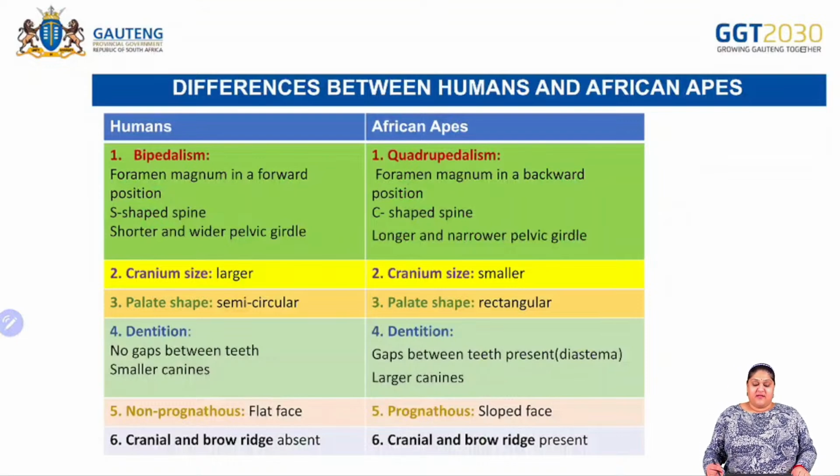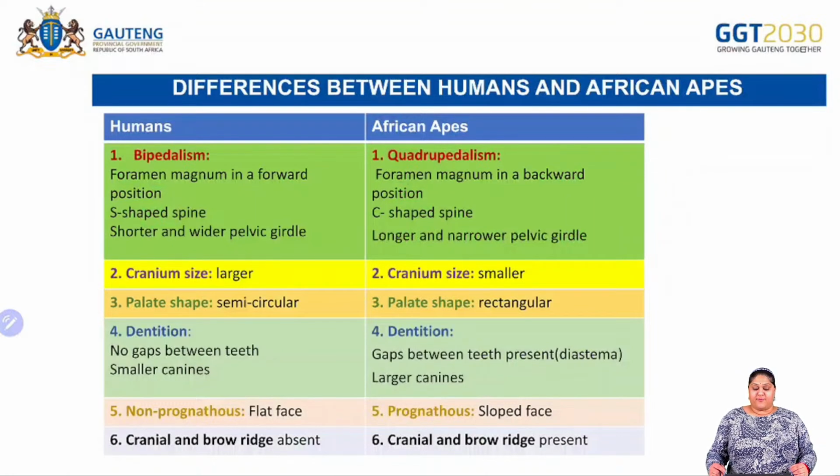Then the palate shape. In humans, it's semicircular or rounded. In African apes, it is rectangular. The dentition: humans don't have gaps between their teeth, and they have small canines, whereas African apes have gaps between their teeth, which is called the diastema, and they have large canines.